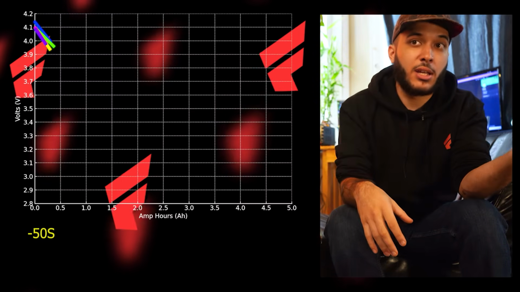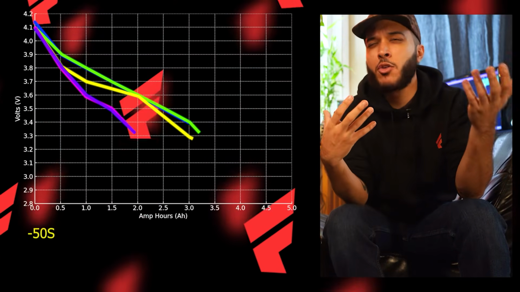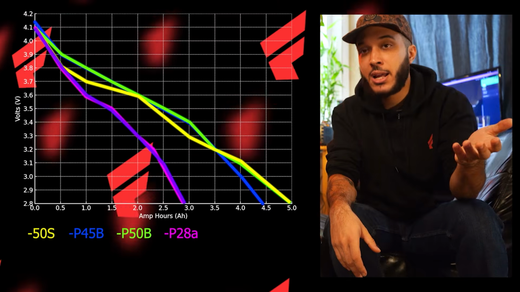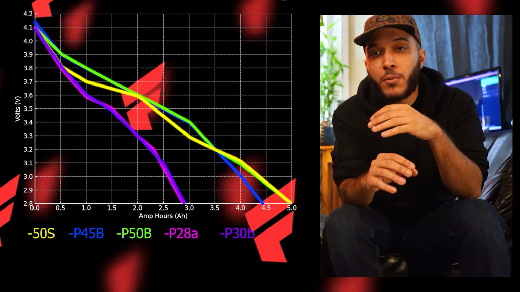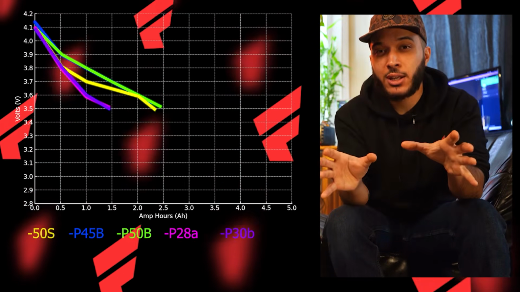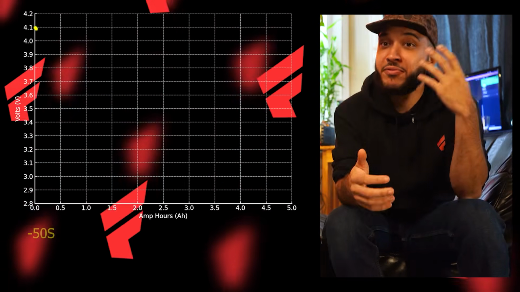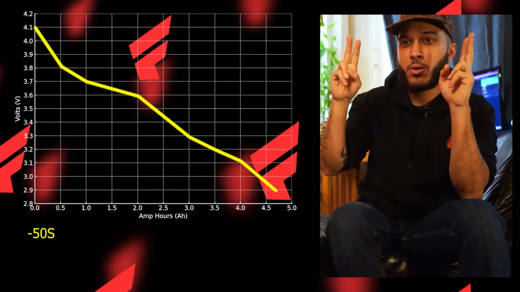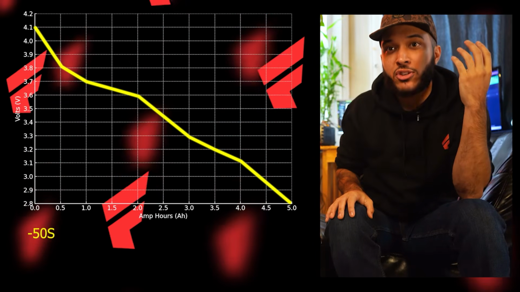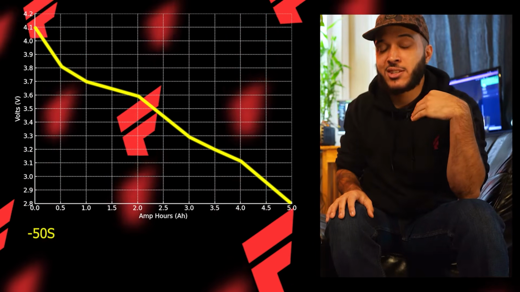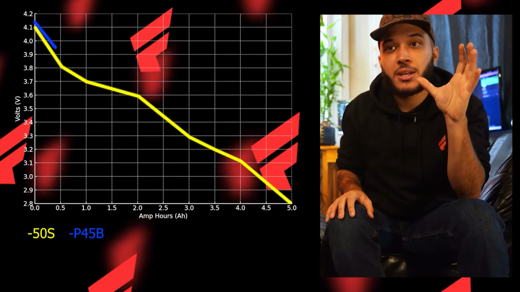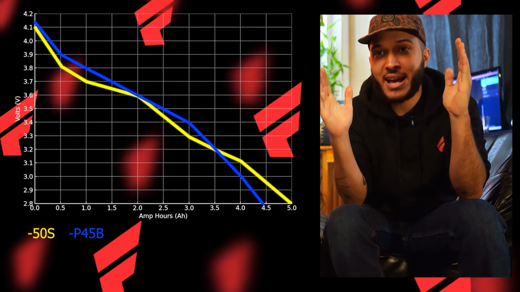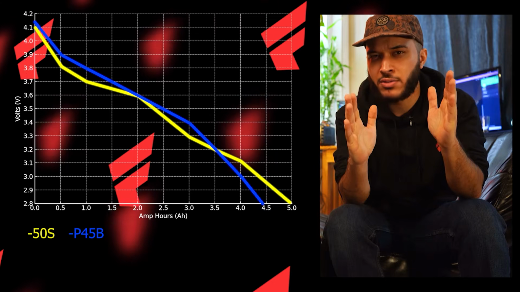The Samsung 50S, or maybe any of Molicel's P45B, P50B, P28A, P30B, all of these cells act differently at different states of charge. 50S has a lot of capacity, but once you go below 50%, it loses a lot of that stopping power that it has at the top end. But P45B has nearly the same stopping power from top to bottom, but has slightly less capacity than 50S.